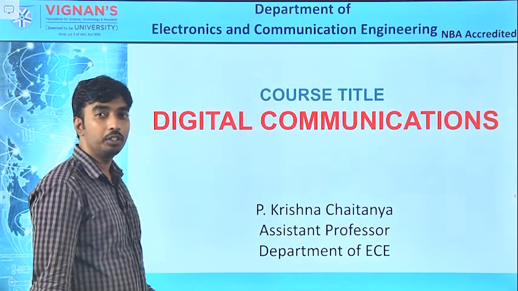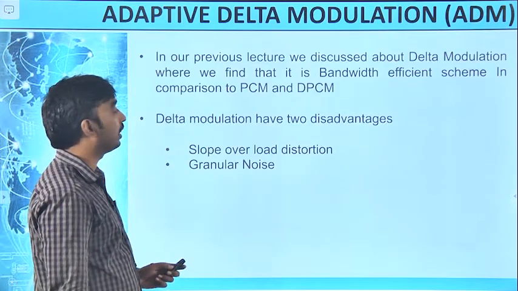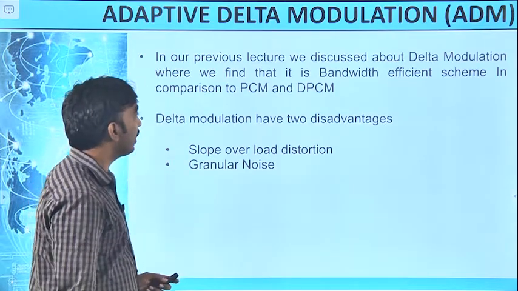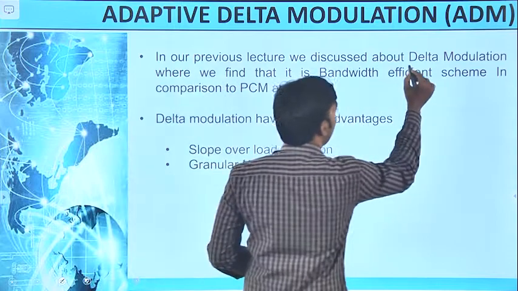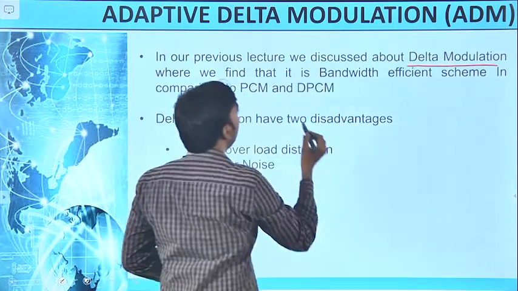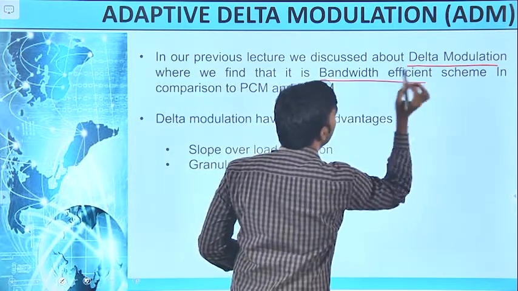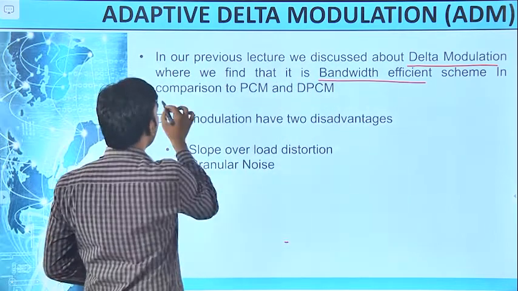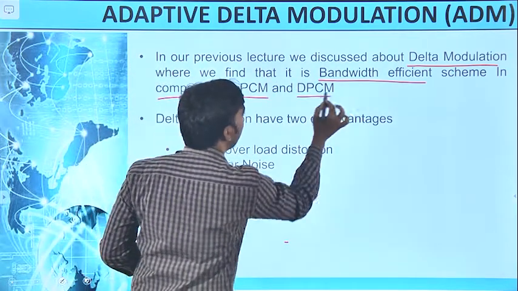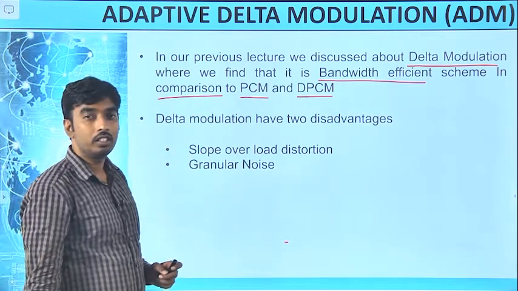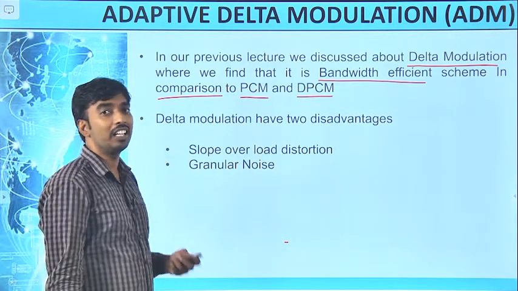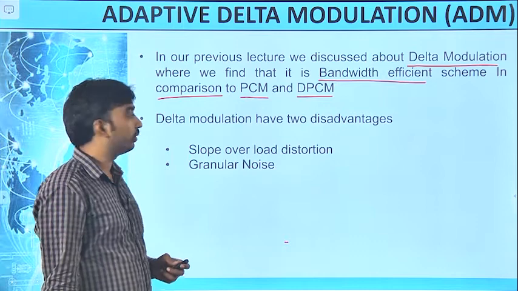Today we are going to discuss adaptive delta modulation. In our previous lecture we discussed delta modulation. It is a bandwidth efficient scheme in comparison to PCM and DPCM, right? Because fewer bits are allocated at the encoder.